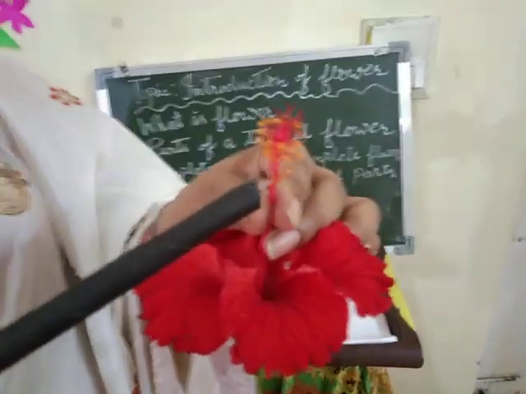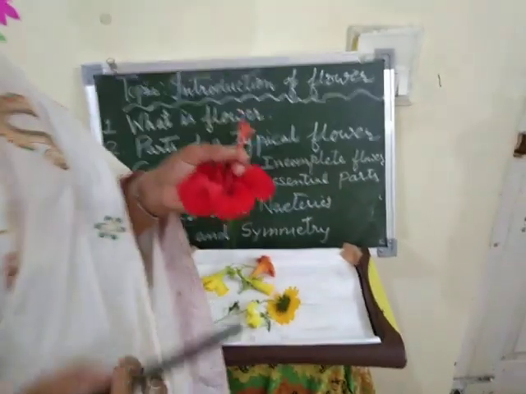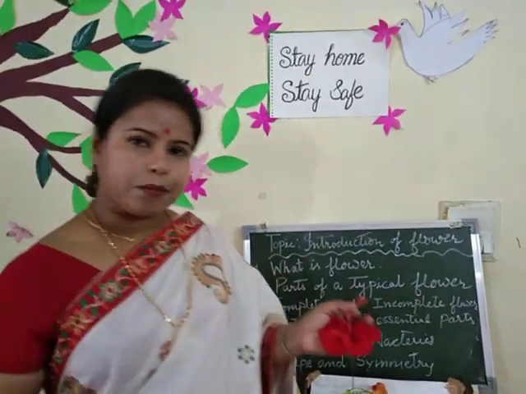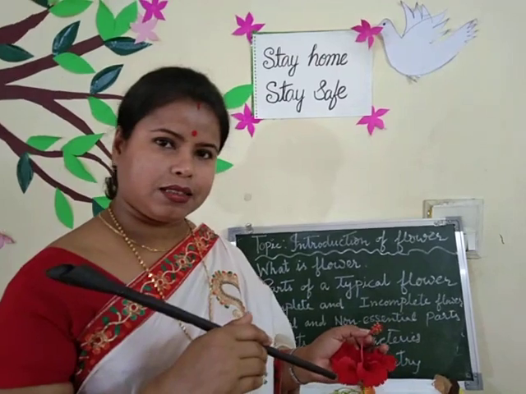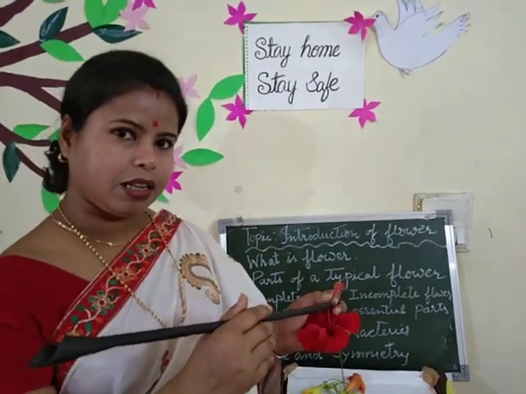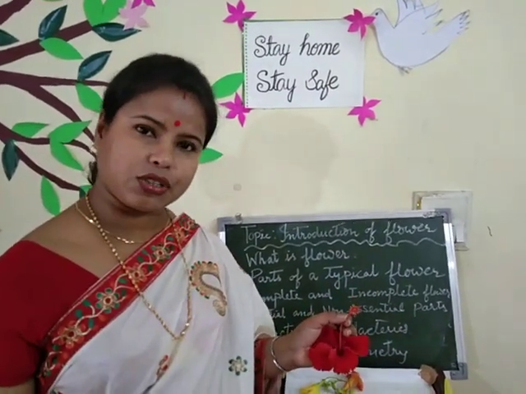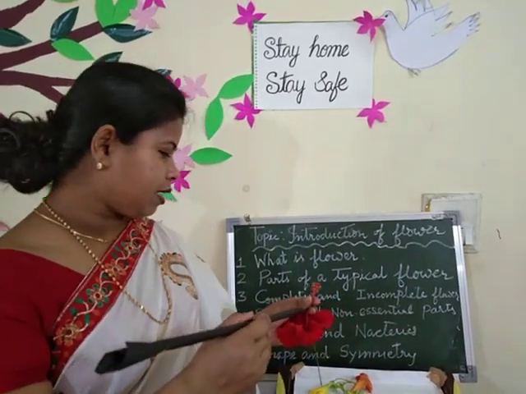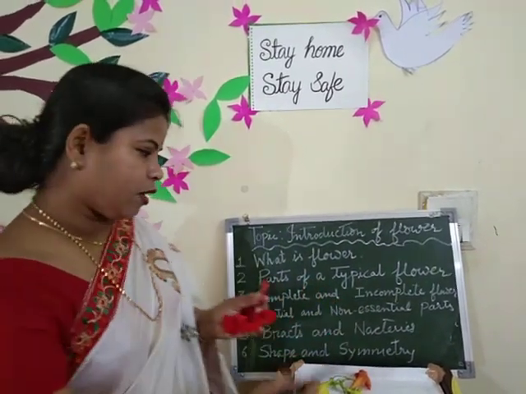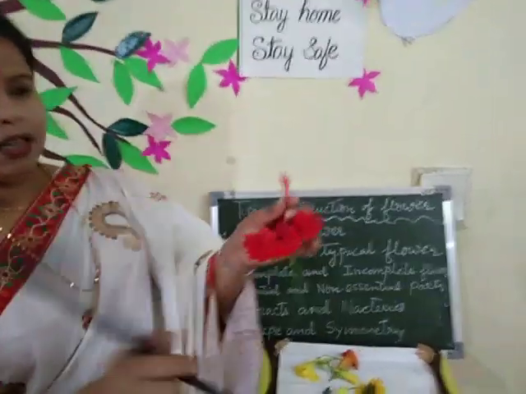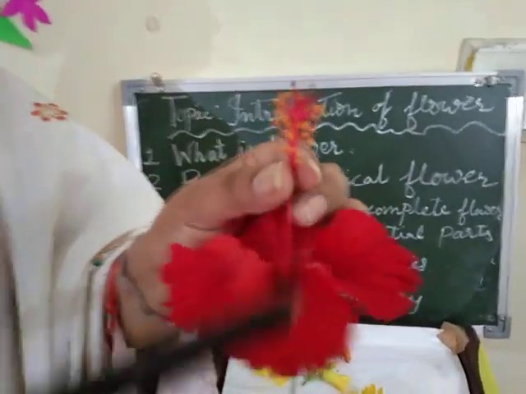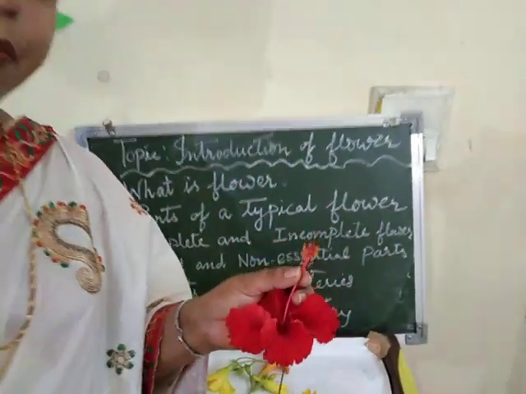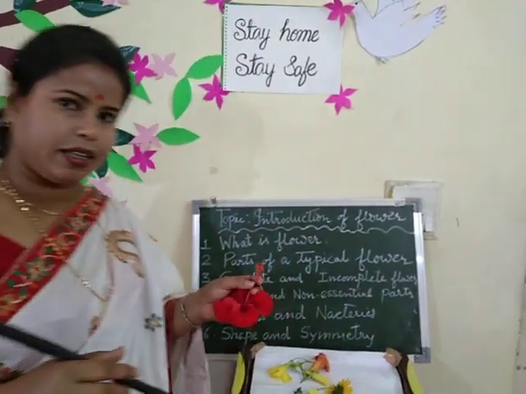Already I have told you, male part and female part. These two parts are very important for the plant, because male and female will help in the sexual reproduction of the plant. So this is the essential part of a flower, and the non-essential parts, except this male part and female part, the other parts are non-essential parts of the flower. Clear?